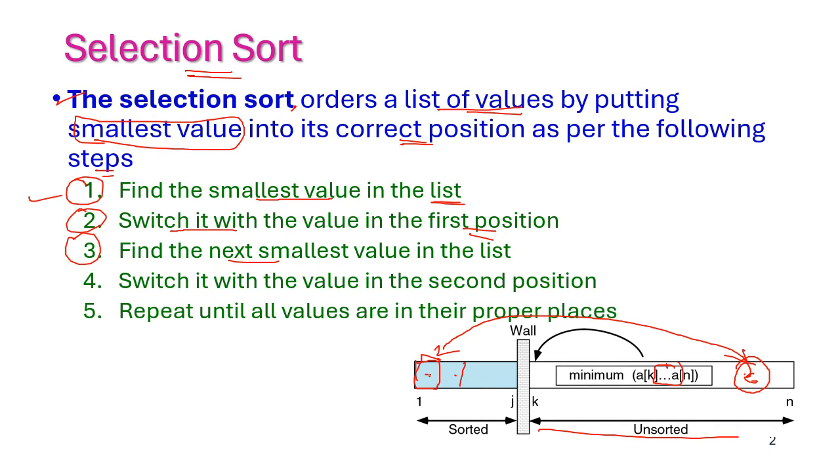Hence it has two sections. The first portion is the sorted list and the second portion is the unsorted list. So at every iteration, the sorted array gets incremented one by one, and the unsorted array size gets decremented one by one, until it sorts all the data points into their right places.